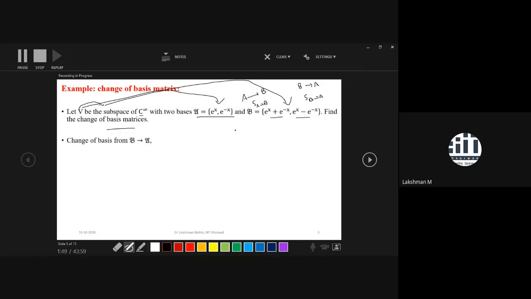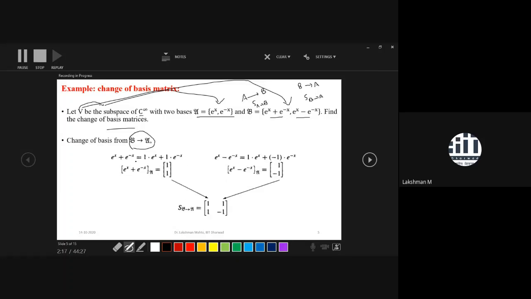So first we will find the change of basis matrix from B to A. How can you find it? I had told that when you are going from B to A, the coordinate of any vector with respect to A we will call the new coordinate, and the coordinate of any vector with respect to B we will call the old coordinate. So the columns of this matrix S, what would they be? Easily we can look at it here.